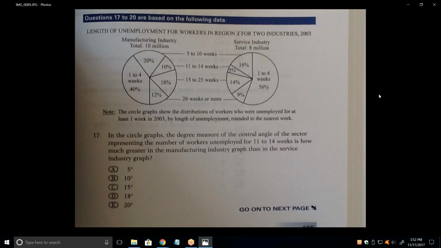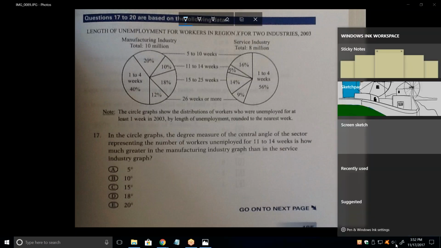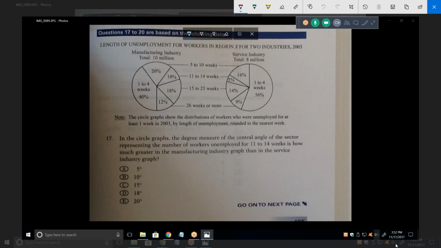Okay, so we're talking about the degree measure of the central angle of the sector representing the number of workers unemployed for 11 to 14 weeks. Is that sector, and over here, it's that sector. How much greater is the one on the left than the one on the right?